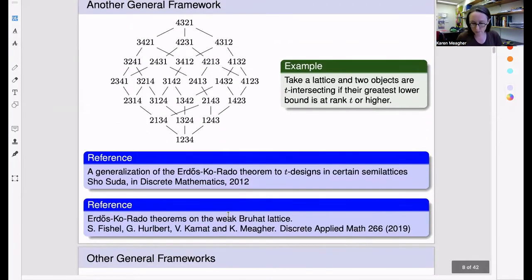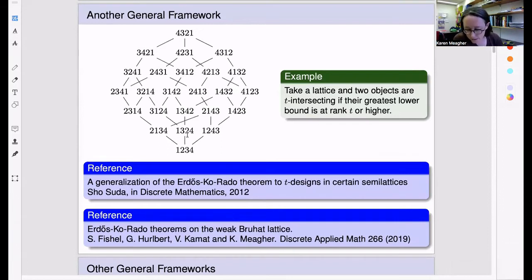There's another general framework. This is a lattice. And what I can do, holding on to a lattice, is say that two objects are intersecting. So say I take this element and this one, and I can trace down and hopefully find this one. There we go. I can find the greatest lower bound, and that's the level that they intersect at. So I could say that these two objects are, let's go 0, 1, 2, 3. So these two objects at level 3 are 1 intersecting because their greatest lower bound has rank 1.